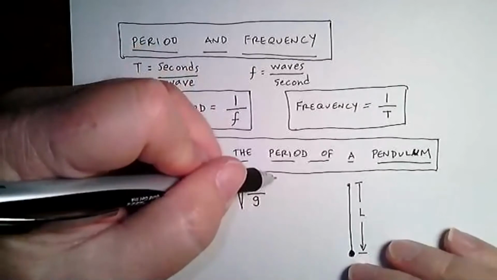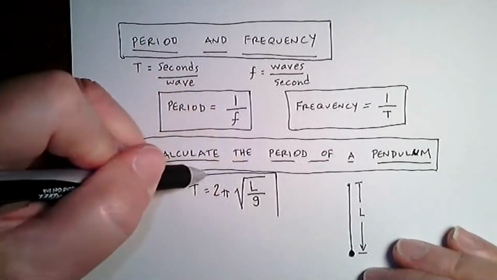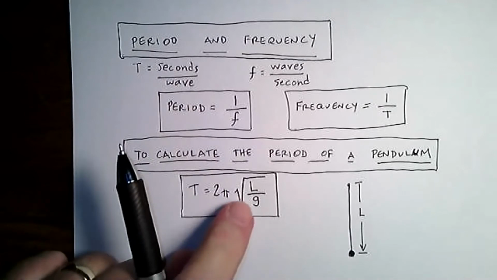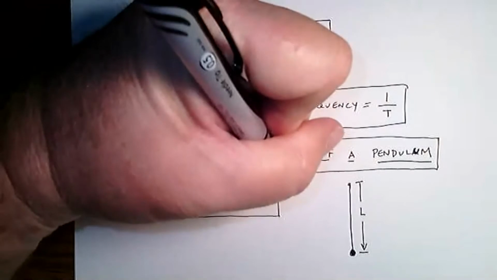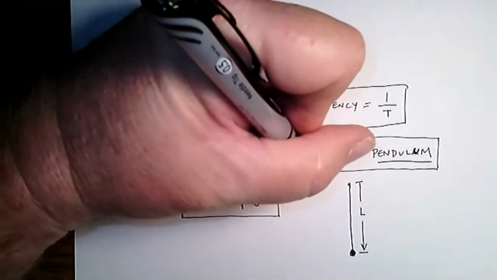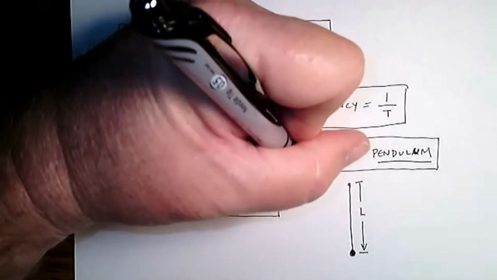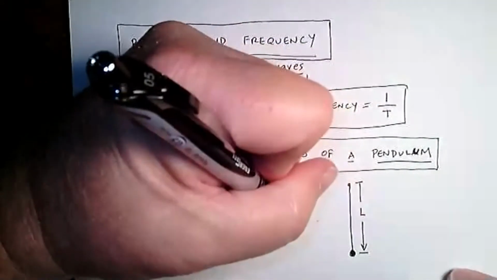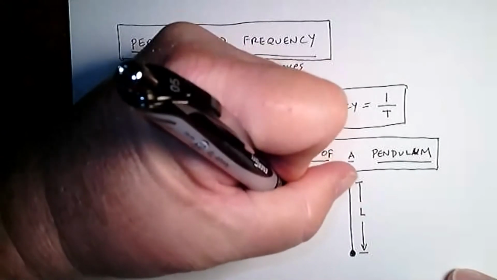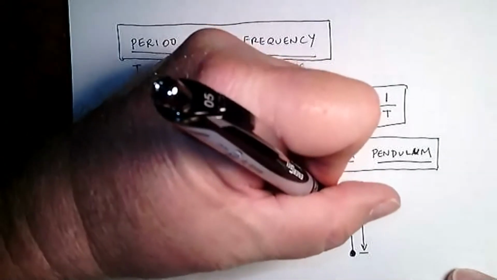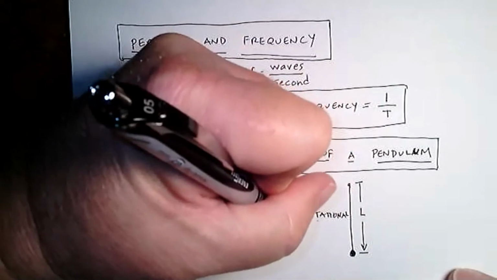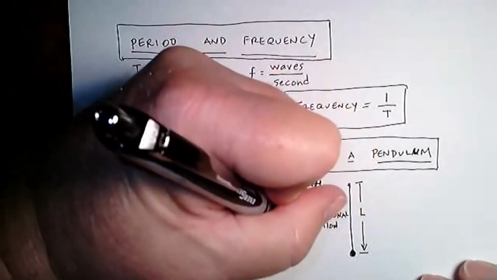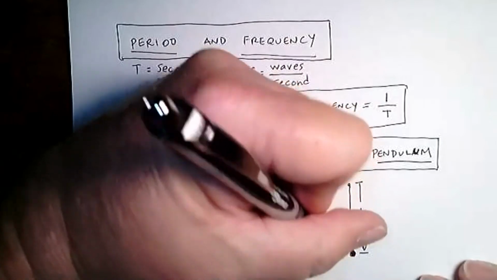The formula that is accepted for the period of a pendulum is that the period, capital T, is going to equal 2 pi times the square root of the length over g. So this is the length, L. Oops, L, not H. Okay, so that's the length. And this g, you've seen this before. This is gravitational acceleration. So here on the surface of Earth, you would use 9.8 meters per second squared for this value of g.